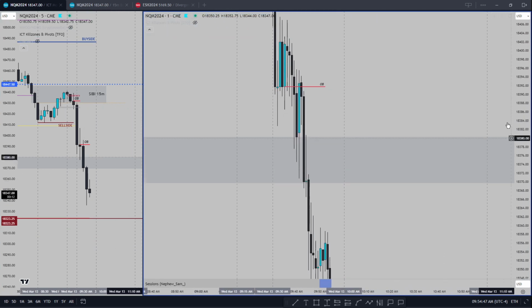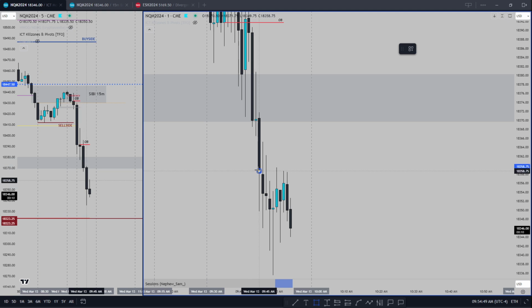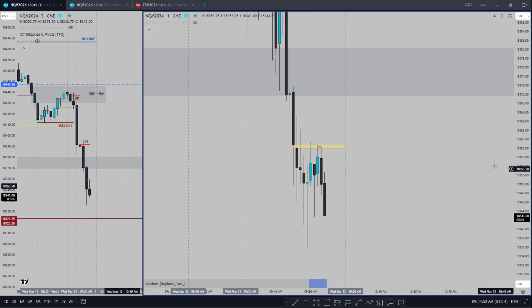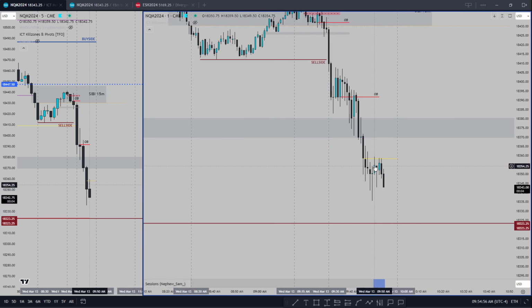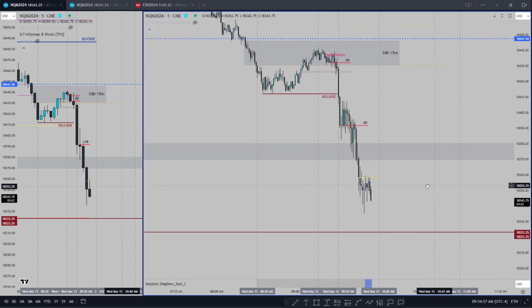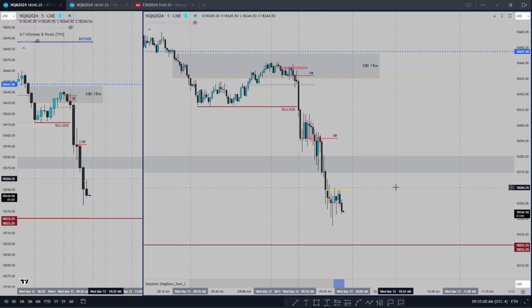Holding this volume bounce here. Pretty weak PD array. So as price is tapping into that and holding, it should indicate to you that it's pretty weak.